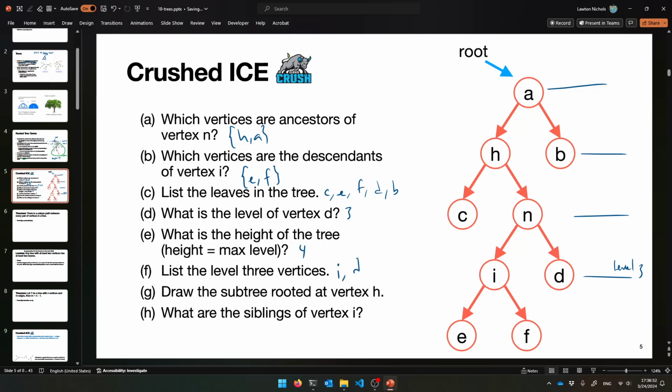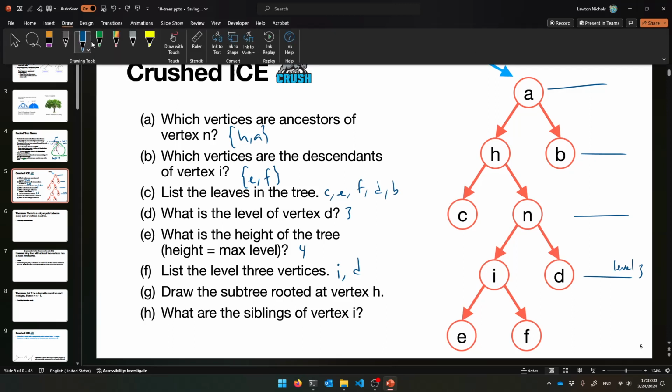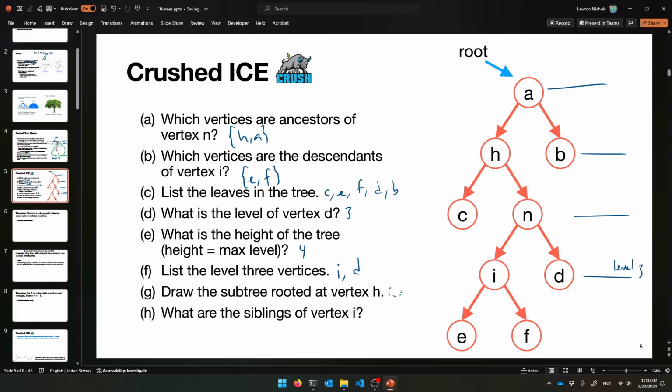So I and D. Draw the subtree rooted at vertex H. Well, let me circle it for you since I don't want to. You can draw. I got things to do. So the subtree rooted at H is just take H and all of its descendants. That is your new tree. Okay. So there we go. That's that one. Subtree rooted at H.